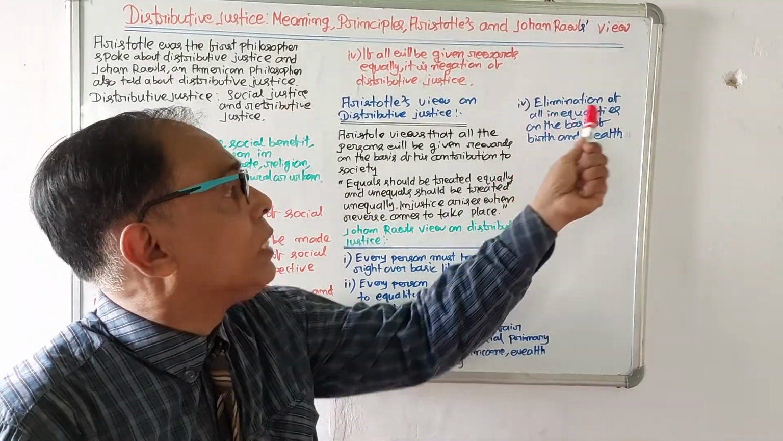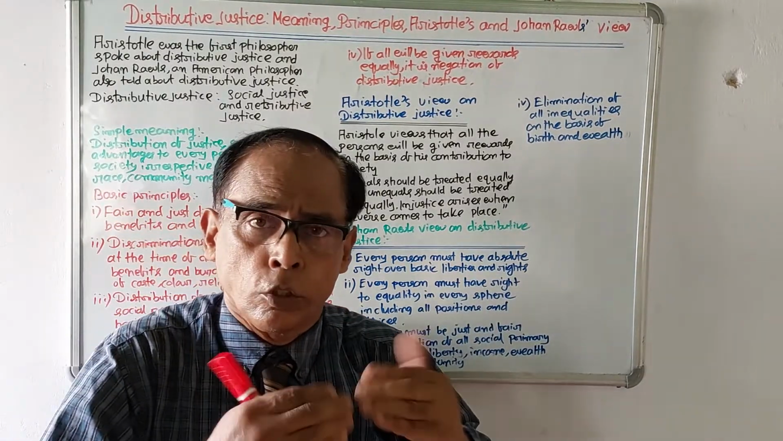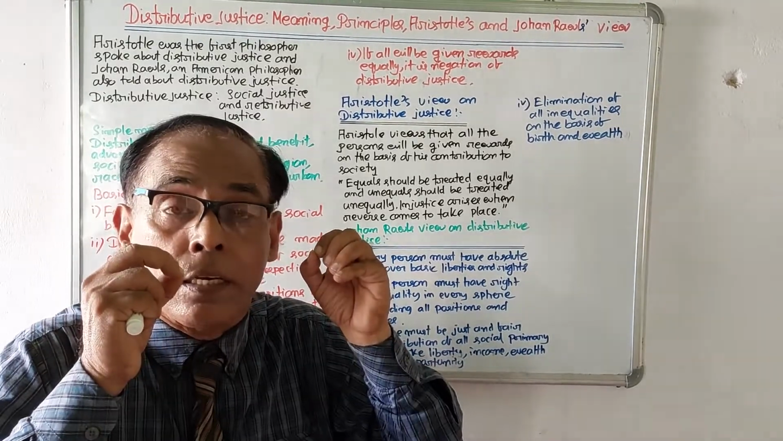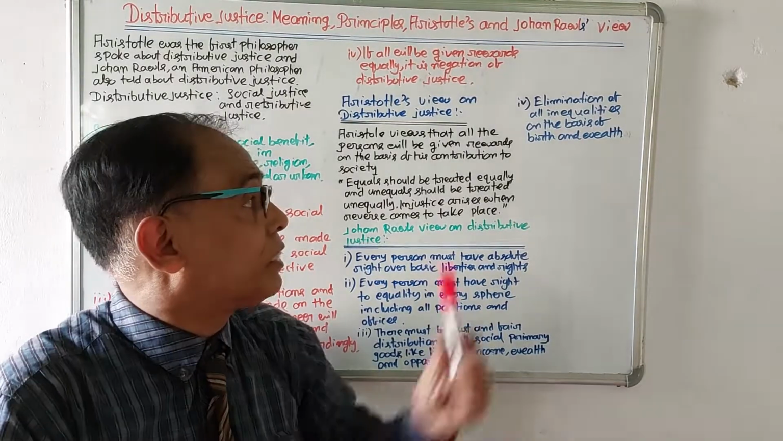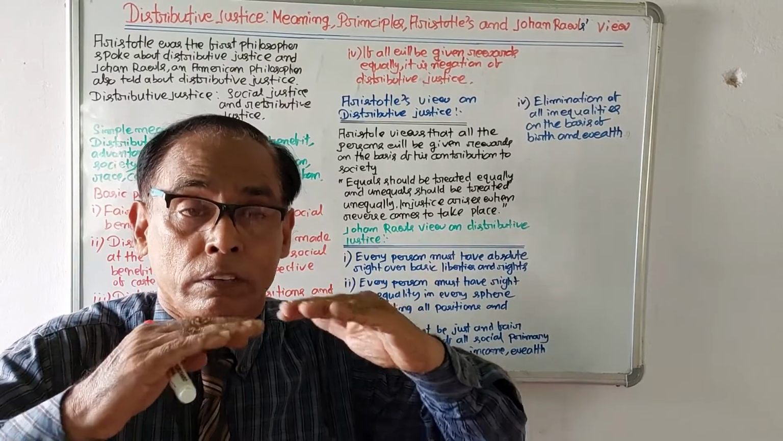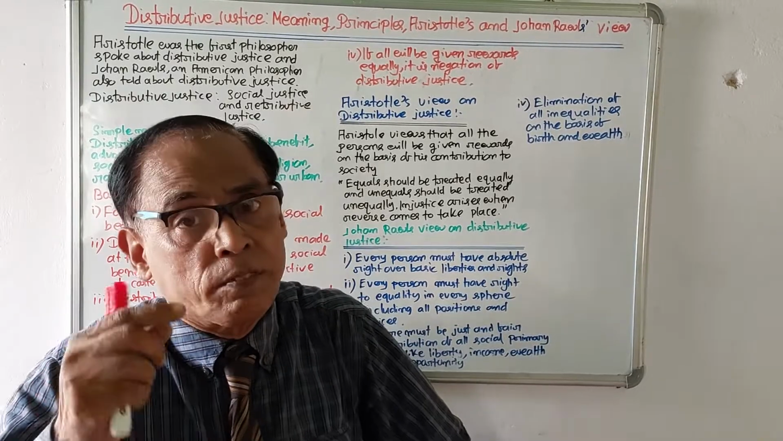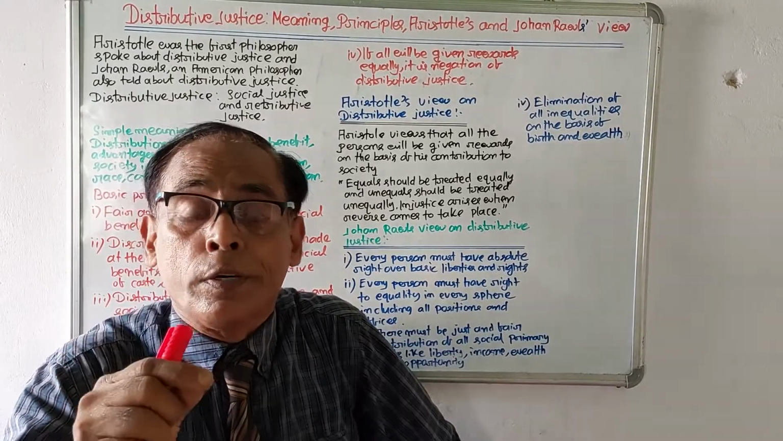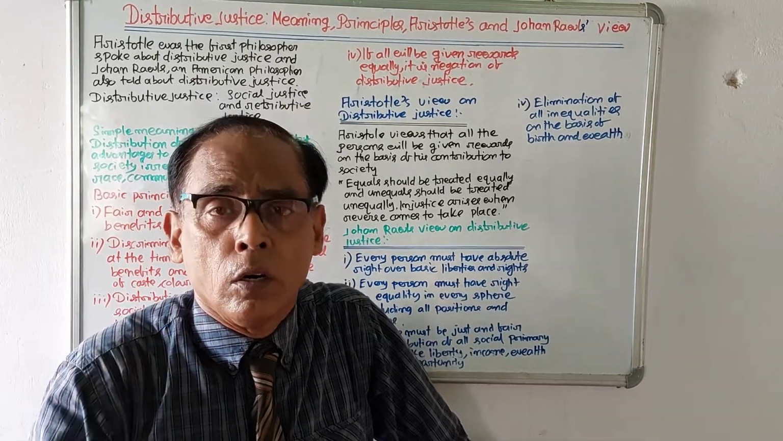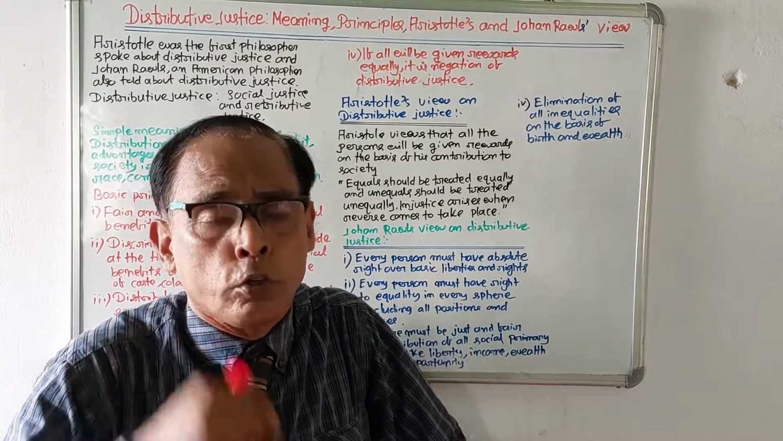Finally, elimination of inequalities on the basis of birth and wealth. Rawls wrote that in distributive justice, there must not be any inequalities on the basis of birth and wealth. All the people will be given similar treatment. There must not be any discrimination on the basis of birth. Nobody will be humiliated because he belongs to a lower caste, or because he belongs to a poor section.